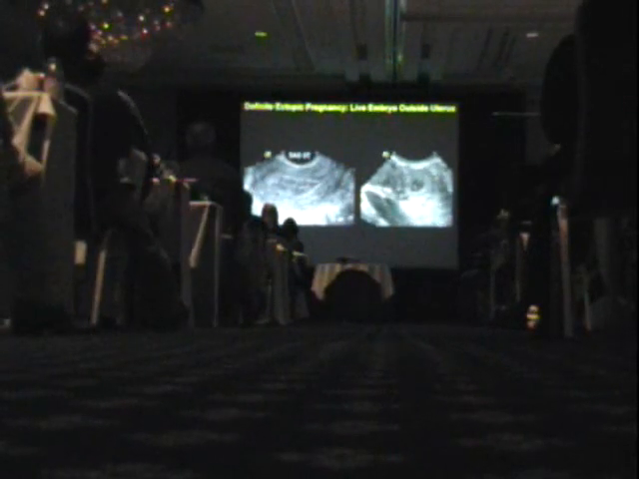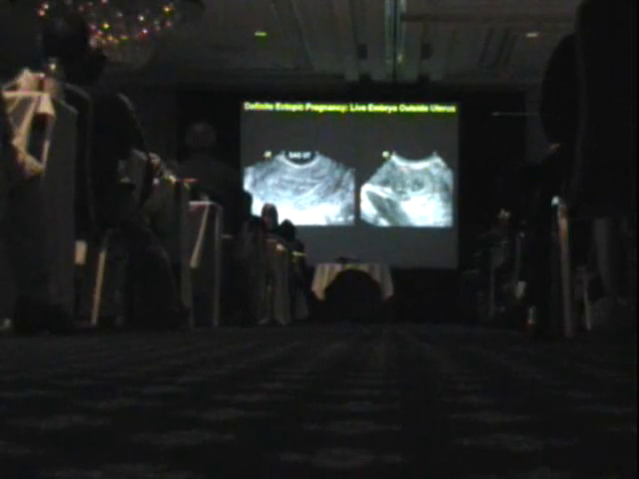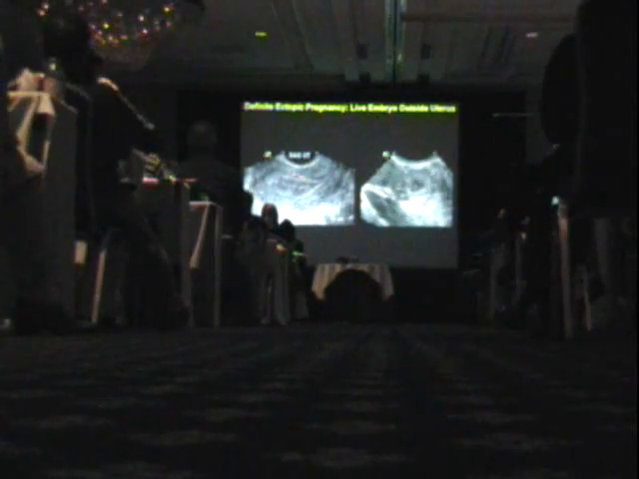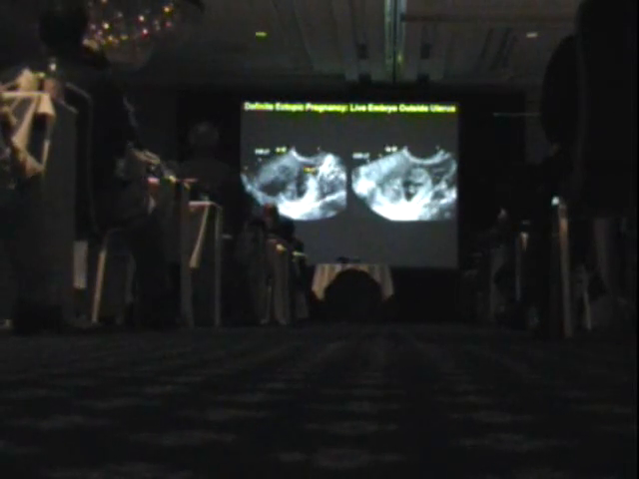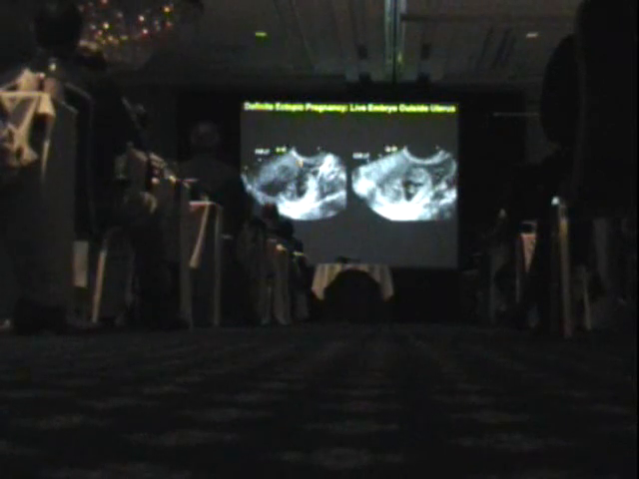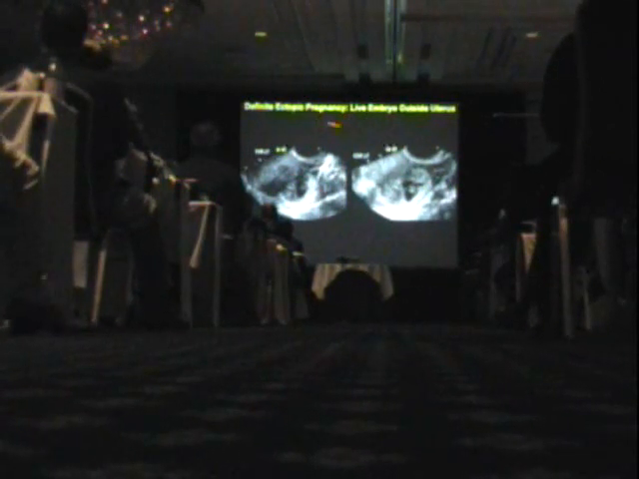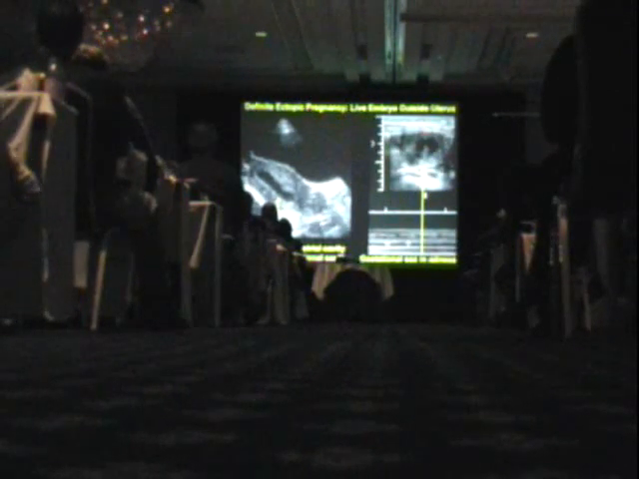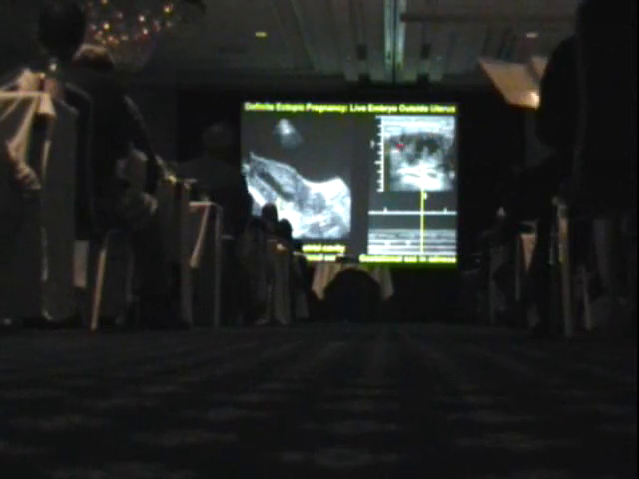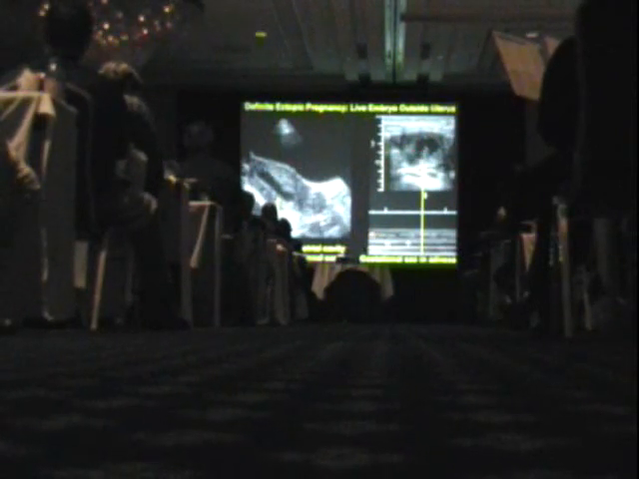So just a few examples. Here is a heartbeat outside the uterus in the left adnexa, nothing in the uterus. This is a definite ectopic pregnancy. Another example here is a gestational sac outside the uterus, with a heartbeat in it. That's easy, straightforward, definite ectopic pregnancy. Another case of a definite ectopic here in the adnexa. We can see a heartbeat documented by M mode.